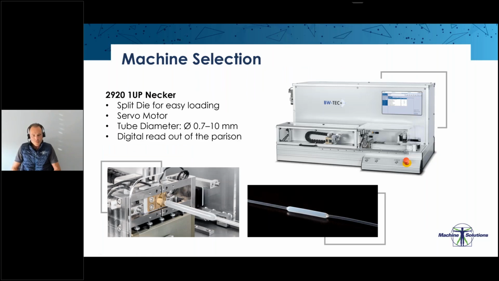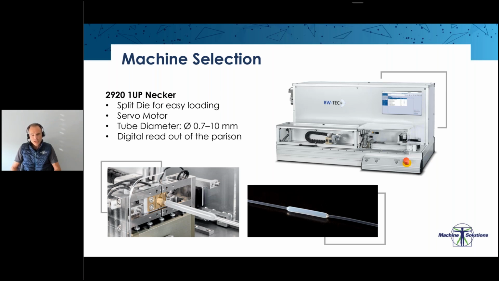Machine selections. What are the differences between the necking machines that BW-TEC offers, and what are the pros and cons? Our brand new machine that we see in the slide, the 2920 split die necking machine, has a servo motor included. We made a new design of the clamp for more centricity, and we have a digital readout of the parison. So the slug length is a process parameter in the HMI. With that, we have more process control and it's easier for validation.